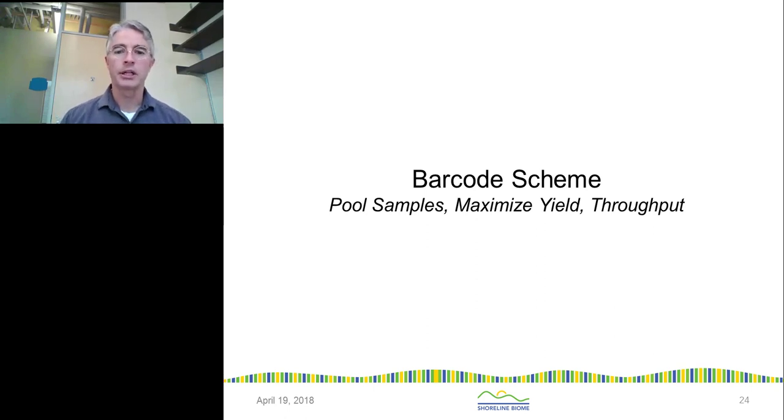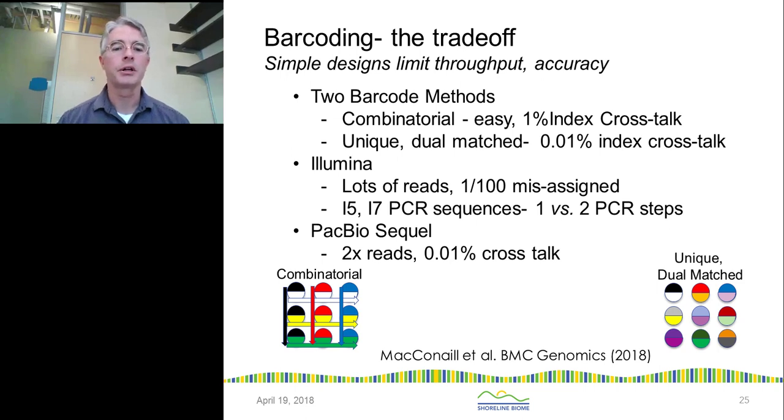And so there's a couple of different methods that are out there. One is combinatorial, and this newly published one by McConnell et al. is this unique dual matched. And really the difference is that on the left, that little colorful figure down below says combinatorial.